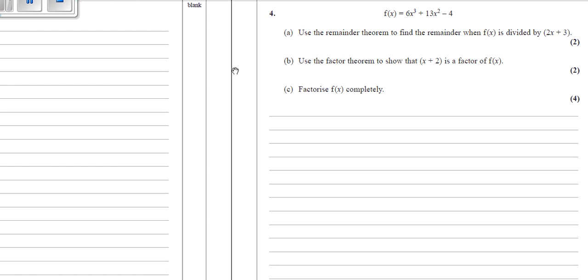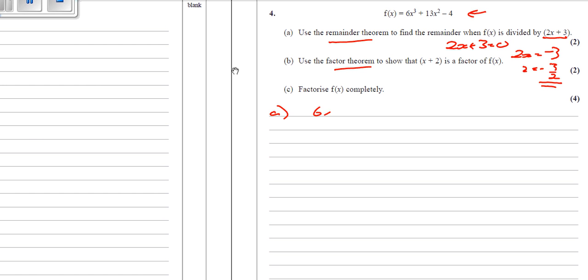Okay, so the next topic that came up in the 2016 paper was this one, where you got to use the remainder theorem and the factor theorem. Now, the main thing to remember is that the remainder theorem and the factor theorem are pretty much the same thing, and that's where you make this bracket equal 0 and see what the remainder is. So if we've got 2x plus 3 equals 0, 2x equals minus 3, x equals minus 3 over 2. So then what we do, to find the remainders, we substitute minus 3 over 2 into this thing here.